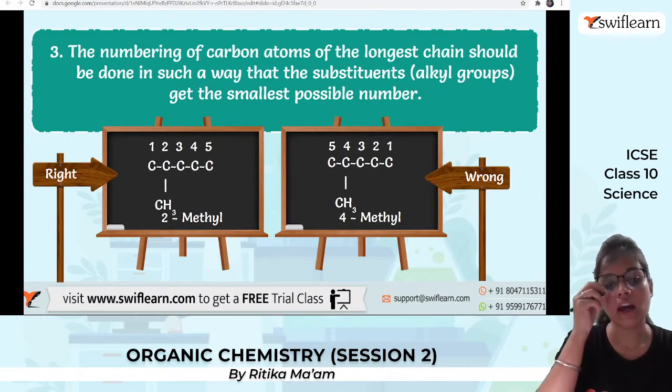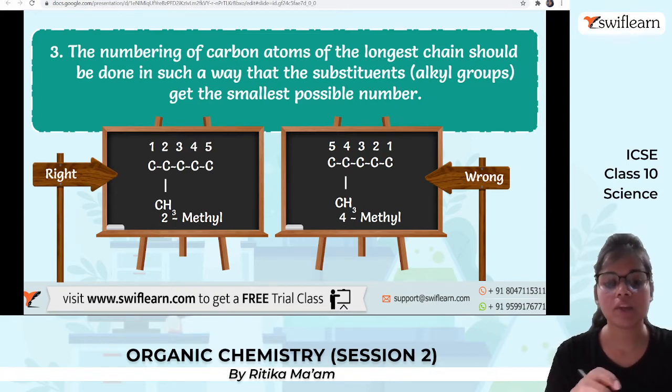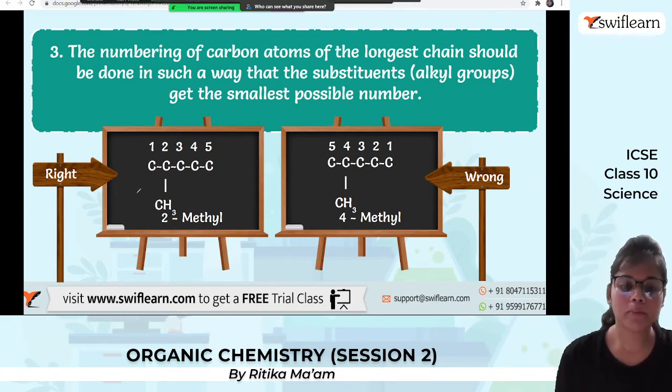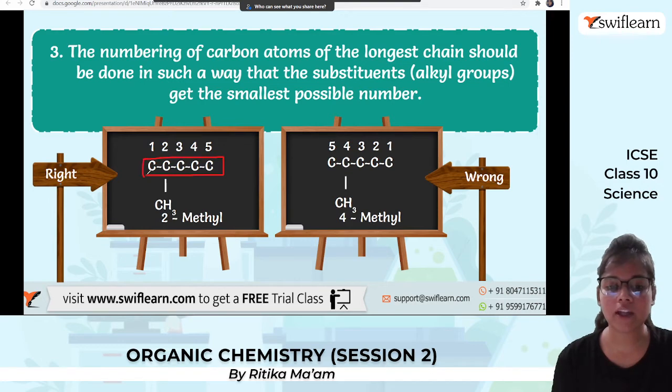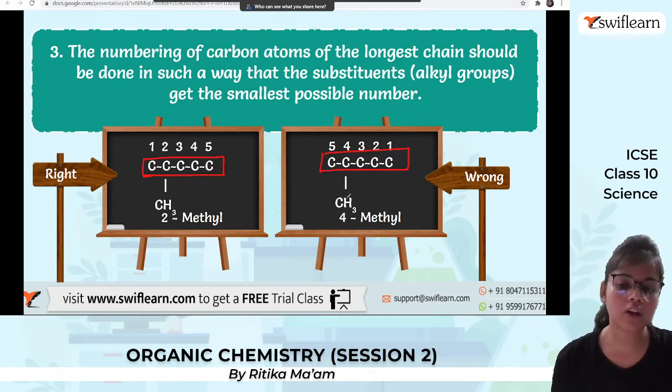Next rule, the numbering of carbon atoms of the longest chain should be done in such a way that substituents get the smallest possible number. Now, in this example, we have 5 carbon atoms in this also and this also, and there is one methyl group added to one of the carbon atoms. Now there are two ways of naming. Either we can name it like 2-methyl or 4-methyl.